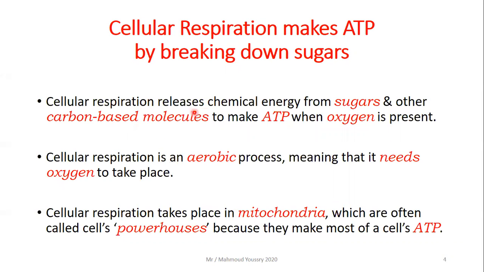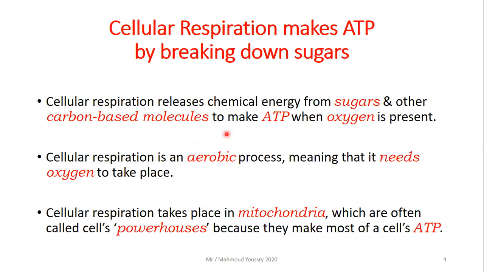Cellular respiration releases chemical energy from sugars and other carbon-based molecules, the molecules that are composed mainly of carbon, to make ATP when oxygen is present. So cellular respiration is the breaking down of food to release the chemical energy in the presence of oxygen. Cellular respiration is an aerobic process. The word aerobic means that the process needs oxygen to take place.